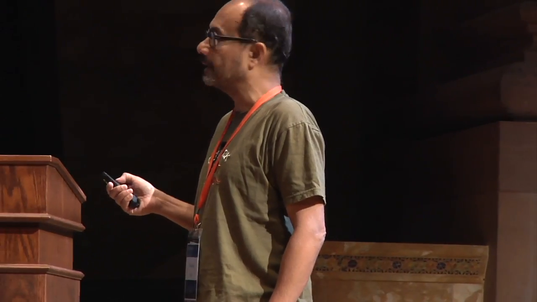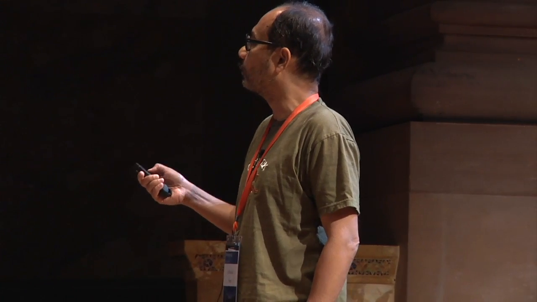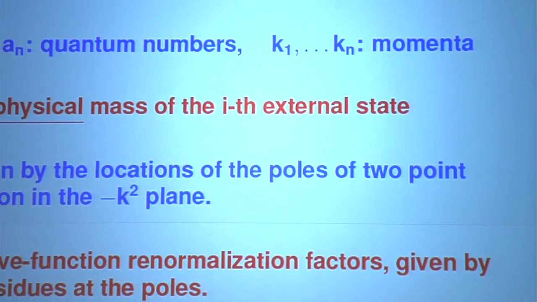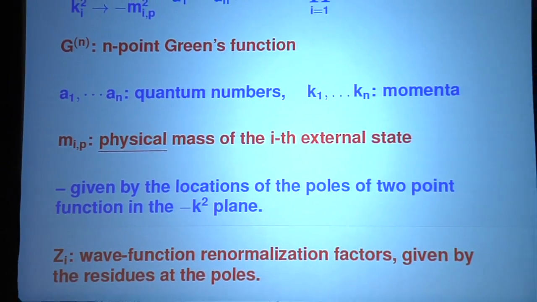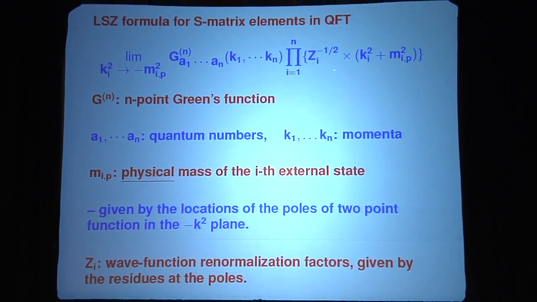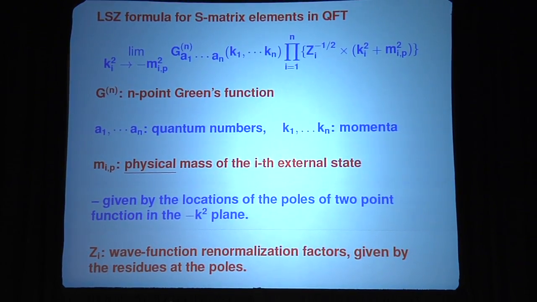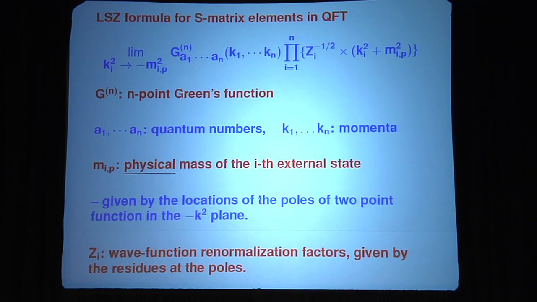So let me begin by writing down the LSZ formula for S matrix elements in quantum field theory. Okay, this is the formula. So here Gn is the n-point Green's function. A1 to An are the quantum numbers that these fields carry. K1 to Kn are the momenta that these fields carry. Zi's, or let's come to these first. So Mi^P, these are the physical masses of the external particles, and these are given by the locations of the poles of the two-point function in the minus k square plane. And finally, Zi's are the wave function renormalization factors, which are given by the residues at the poles in this two-point function.